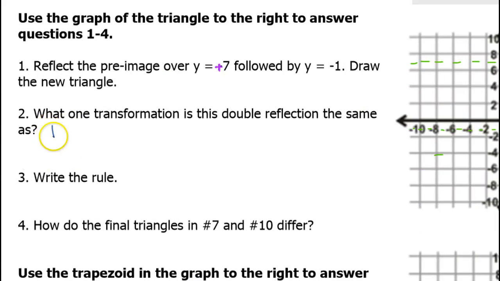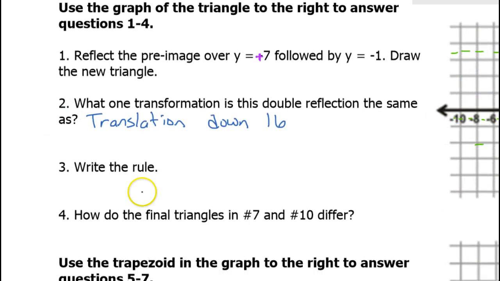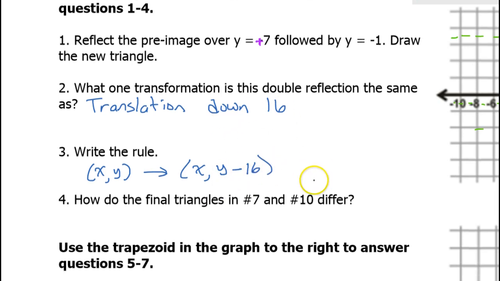Okay, so translation down 16. That's the transformation that would take us directly from the blue triangle to the red triangle. So what's the rule? The rule would be x comma y becomes... All right, the x values aren't changing. When you move down, that's just affecting the y value. So y minus 16, because there's your down 16.